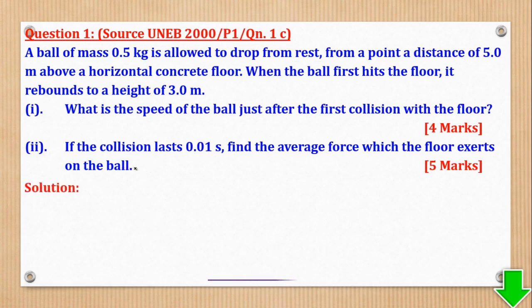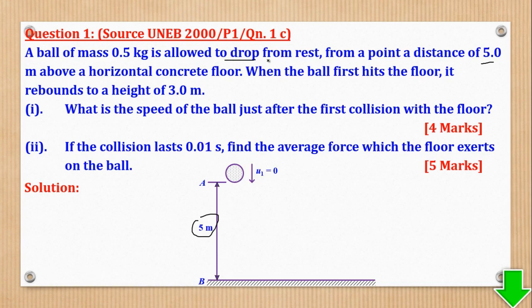So here we shall need to make a simple sketch. So we shall have our ground or concrete floor, then we shall have the ball at a height of 5 meters above the ground, which is this. So they said it drops from rest. That is why the initial velocity is 0. Then they said when the ball first hits the floor, it rebounds. So it will move until it hits the floor with a certain velocity which we don't know yet. That is why we are putting a question mark, because we don't know that velocity yet.